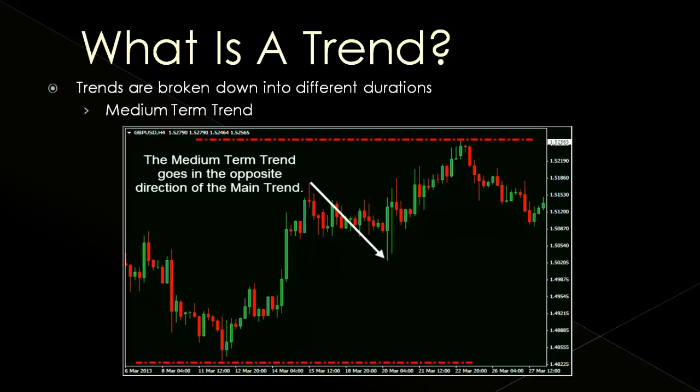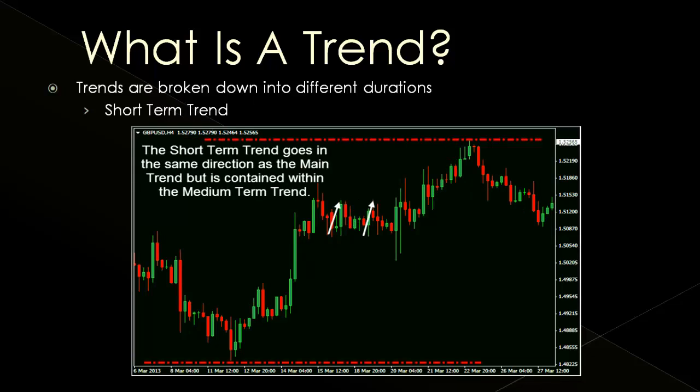This is a picture of the same chart. But here you can see the medium-term trend goes against the direction of the main trend. And as price goes upwards, you're going to find occasions when price does reverse. This is what causes that zigzag. The medium-term trend goes against the opposite direction of the main trend before resuming and continuing in the direction of the main trend. If you look a bit closer, you can also see the short-term trend.